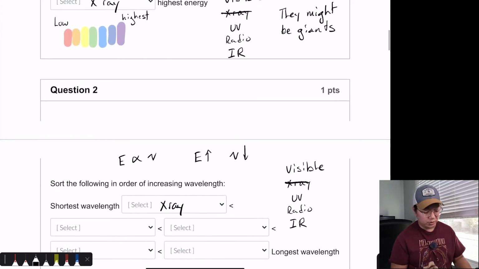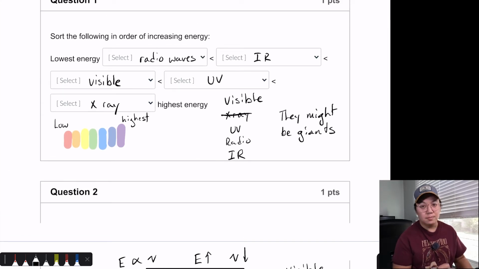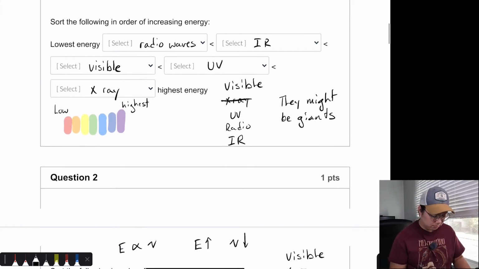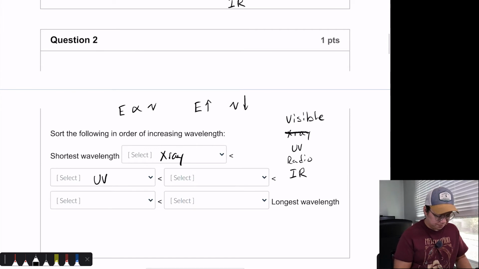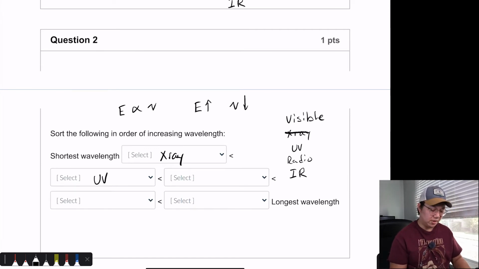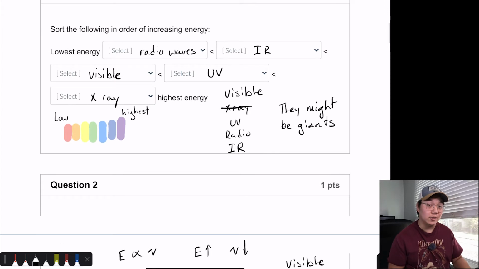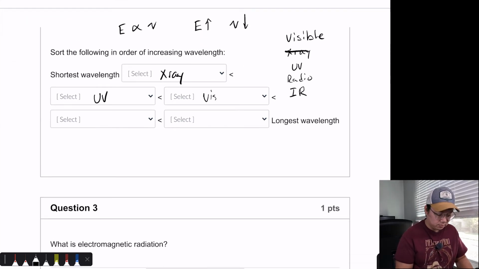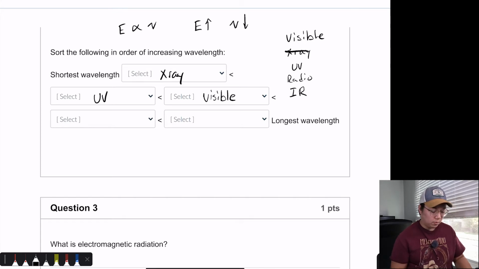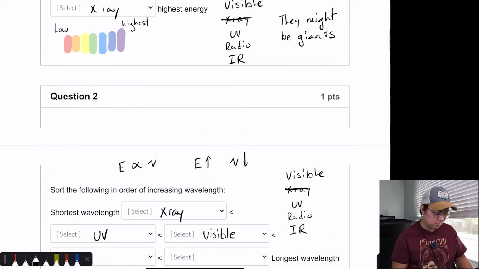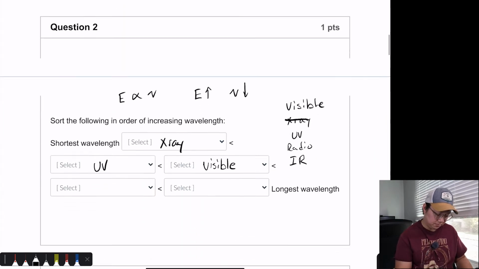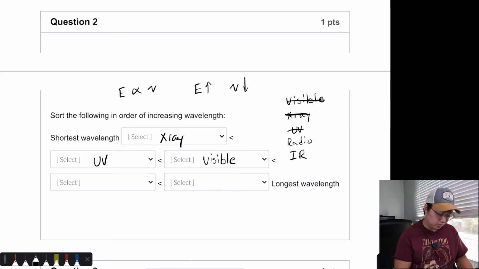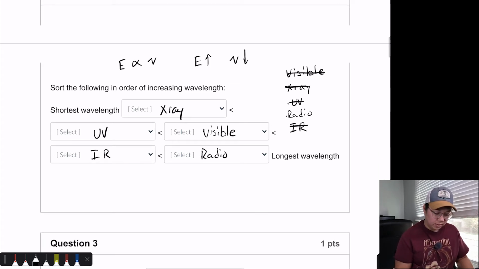So really, if you know this principle, if you figured out number 1, you can use number 1 to solve number 2. So UV has the next shortest wavelength, because it's also the next highest energy. Our visible light will fall after UV, and then we'll go UV, visible, and then we're just left with infrared and radio. All right, so infrared, radio.